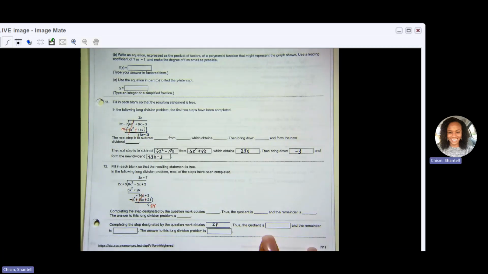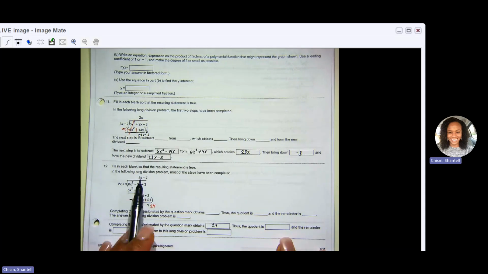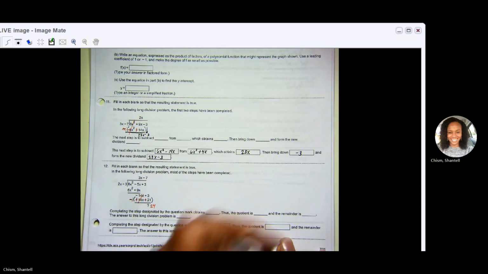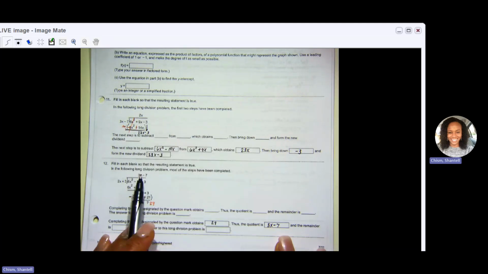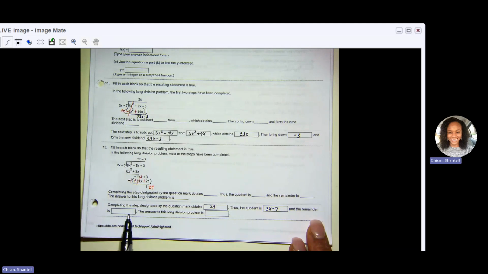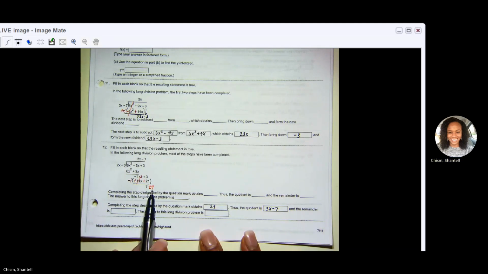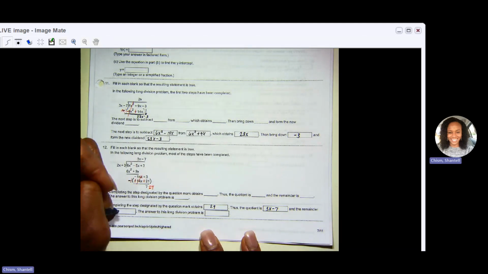Thus, the quotient is 3x minus 7. And the quotient is what sits on top of the housetop here. And the remainder is the 24, because there's nothing else to bring down. So you're at the end of the problem. Okay.